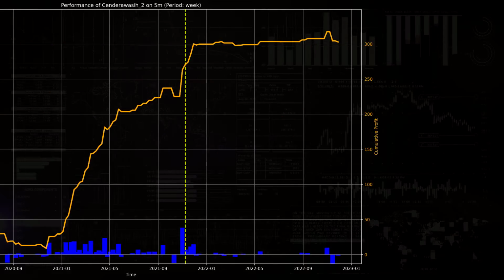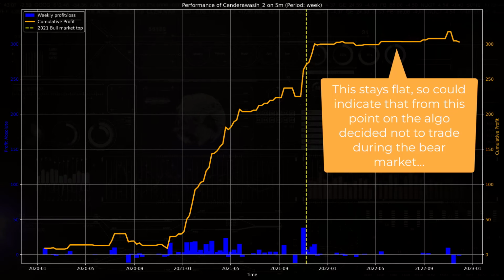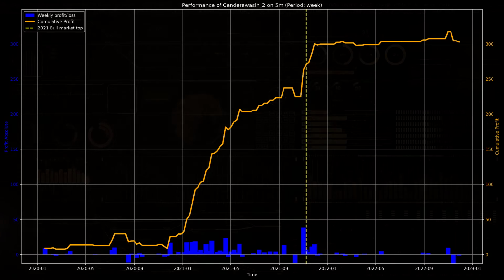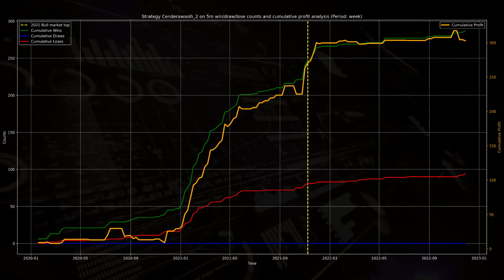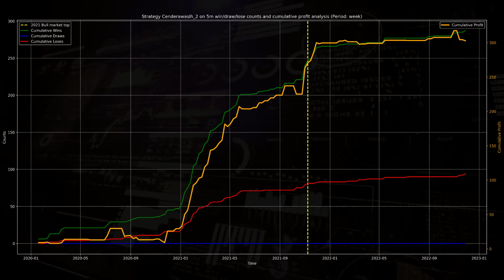Now, the potential profit curve, on the other hand, looks very promising, and the way this algo holds onto its attained profits was rarely seen on other algos I tested in the past. And on this plot, you can see that there is almost a striking similarity between the profit curve and the amount of winning trades here, which is very particular.